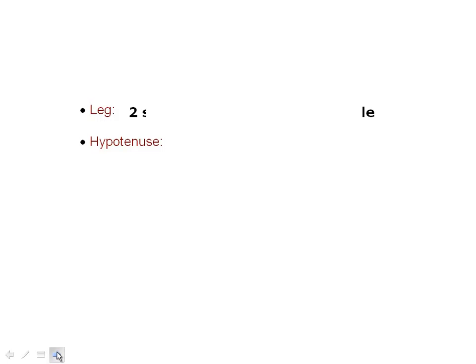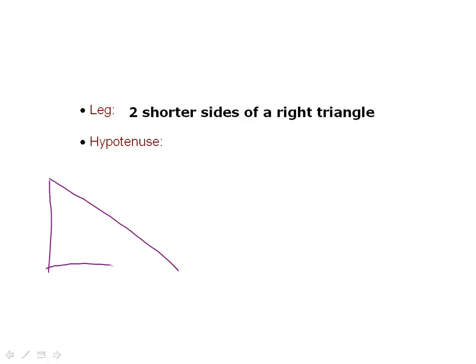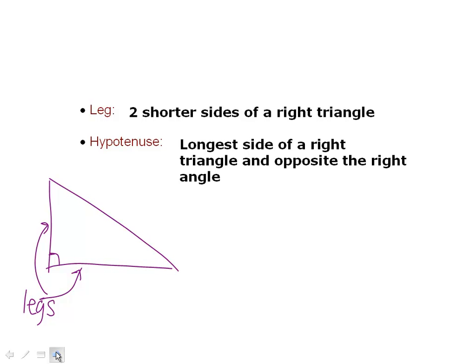Just to further explain it, make sure you understand it: the legs are the two shorter sides of a right triangle. So here's my right angle. These two shorter sides, those are my legs. And then the hypotenuse is the longest side of the right triangle, and it's opposite the right angle. So there's my hypotenuse right there. Legs and hypotenuse are definitely a couple of vocab words that you need to know because we will use them throughout the rest of this course.